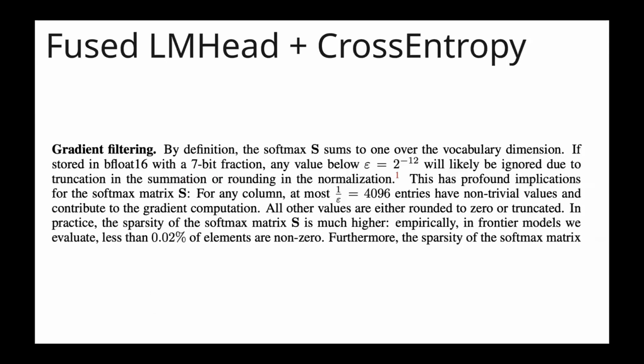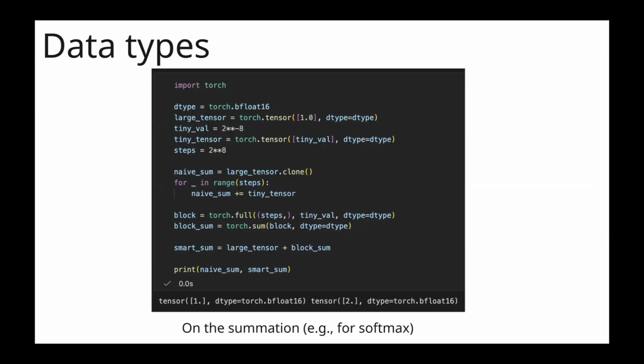So getting back to this fused LM head and cross entropy, so I decided to explain different. Could I ask a question? Going back to the previous slide. Do we know what happens inside of torch sum that it can calculate the sum properly?